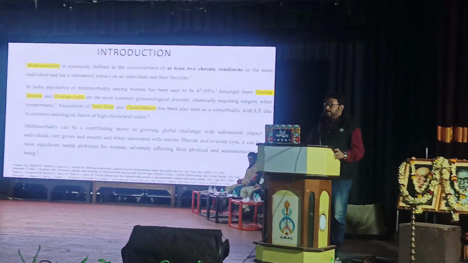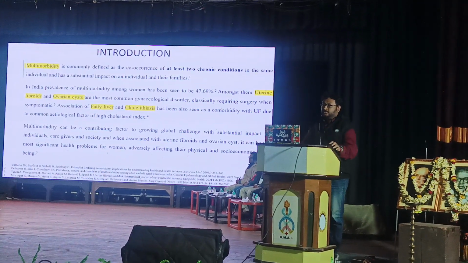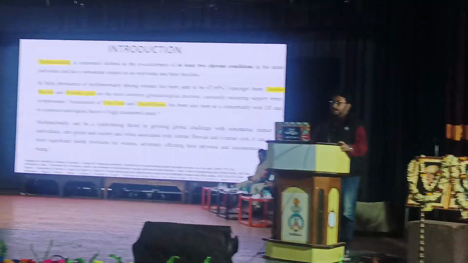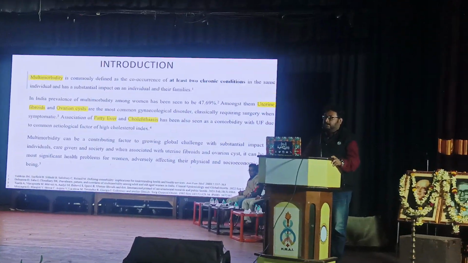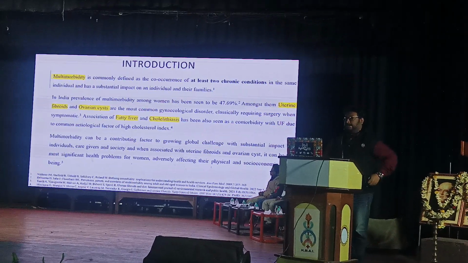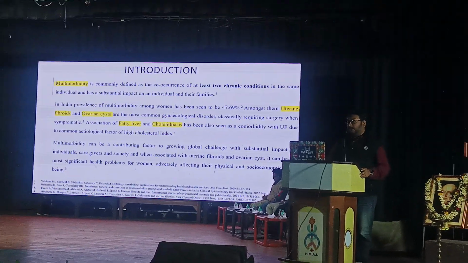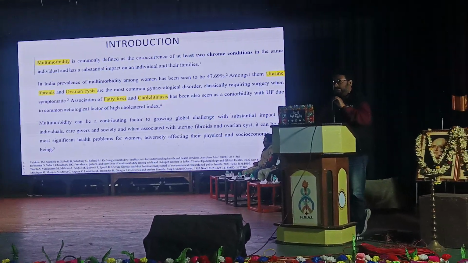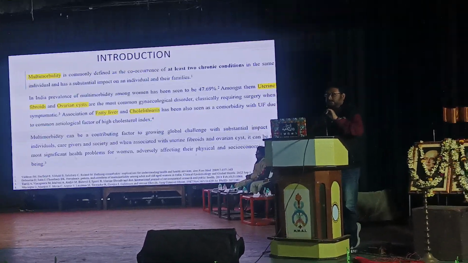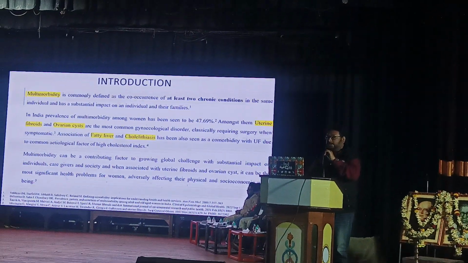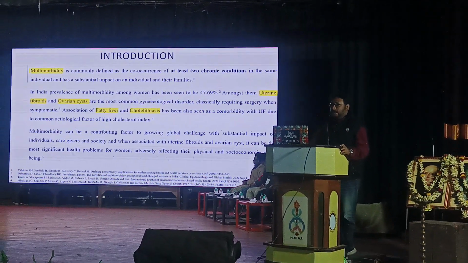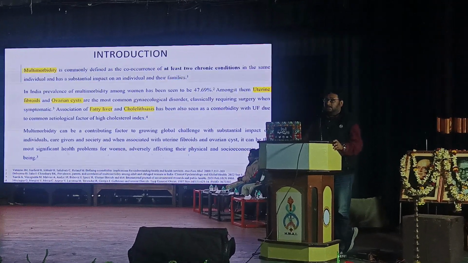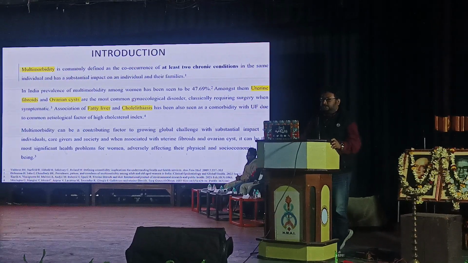Next, as I was saying, multimorbidity is commonly defined as the occurrence of at least 2 chronic diseases in the same individual, having a substantial impact on the individual and the families. By the statistics, in India, the prevalence of multimorbidity among women is around 50%, it's 47.69%. And in this case, as I told you, it was a combination of 4 different things in 4 different organs.